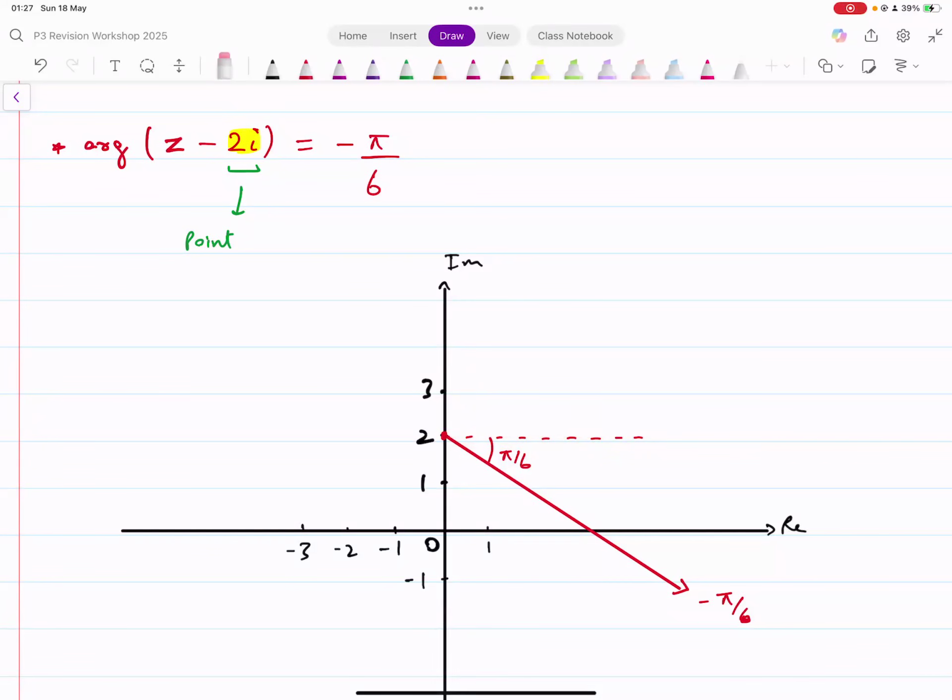What's the angle? That's minus pi over 6. Minus pi over 6 is on this side. You go clockwise. Pi over 6 is 30 degrees. So you roughly draw that angle. You can ideally use a protractor for this, or you can do it without that as well. That's going to be acceptable.